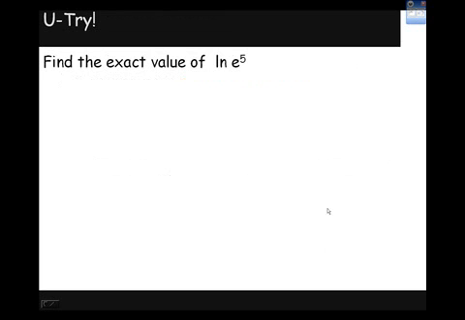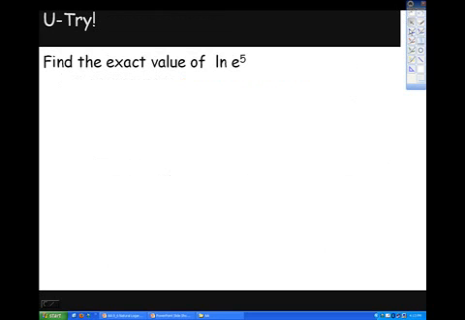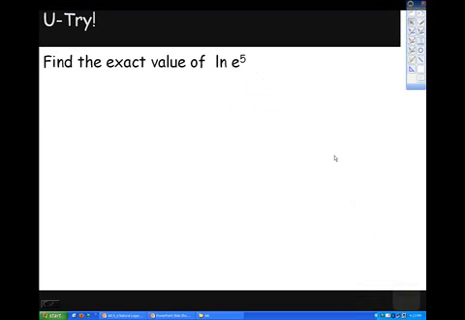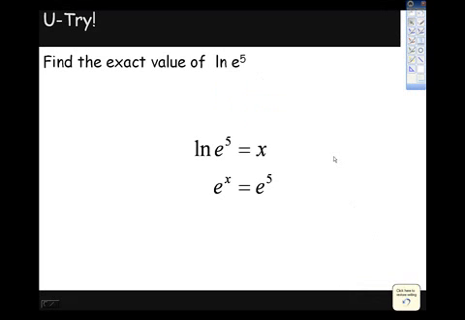Let's try this. Let's find the exact value of the natural log of e to the 5. Well, if we think of this in the other version, if we think of it as log base e of e to the 5, then it's kind of easy because we're saying e to the what is e to the 5. Well, that has to be 5. So the exact value has to be 5. This is working it out a little bit longer way, but you see we get the same result.